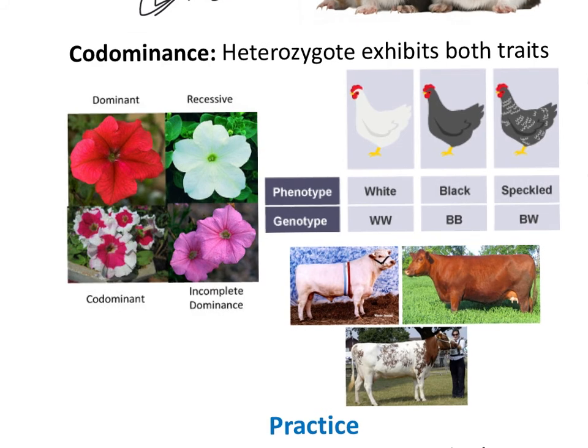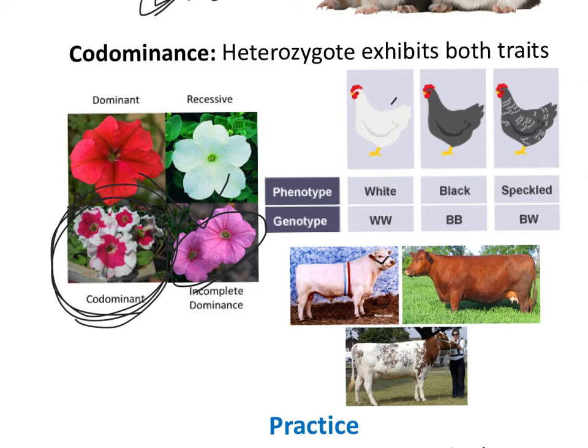Codominance is sort of similar to incomplete dominance in that the heterozygote shows a third phenotype. However, different than incomplete dominance, in codominance, my heterozygote has both traits. So incomplete dominance is a mix where I see an intermediate, but in codominance I can clearly see parts of the dominant and parts of the recessive.